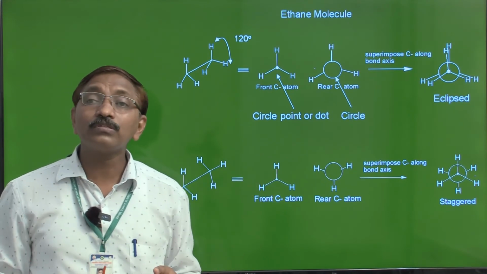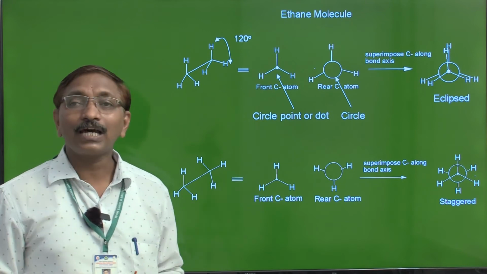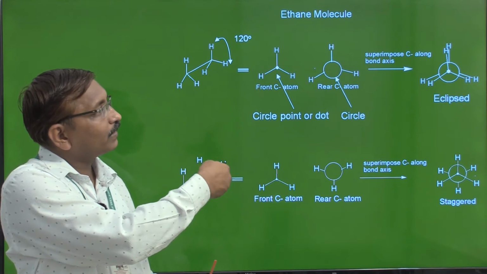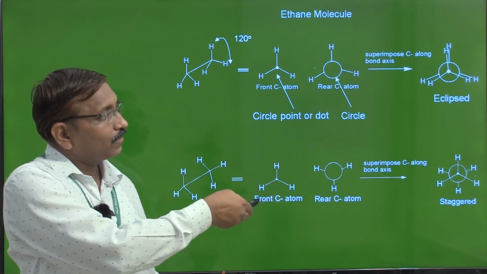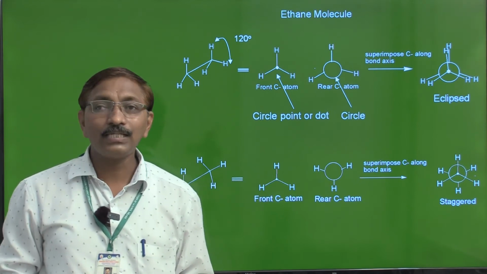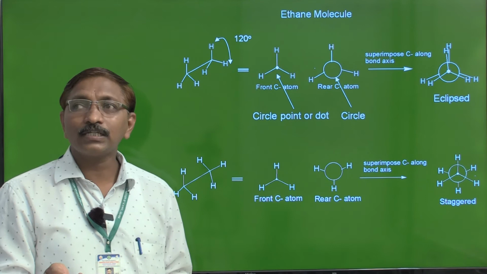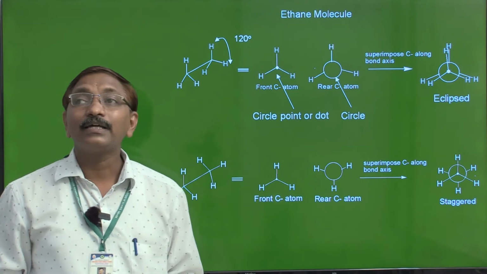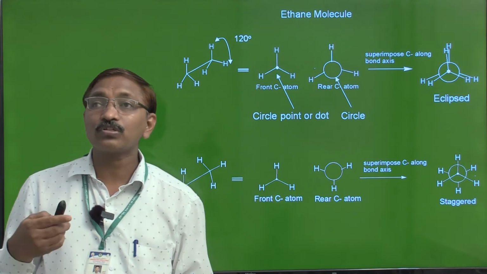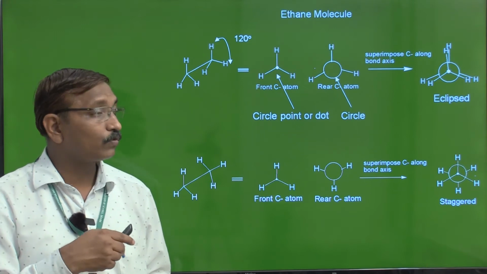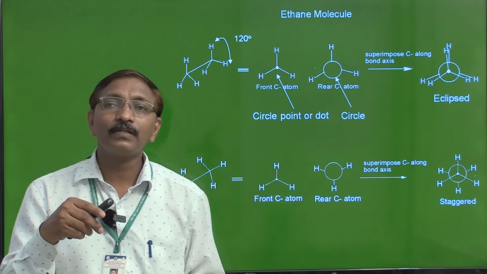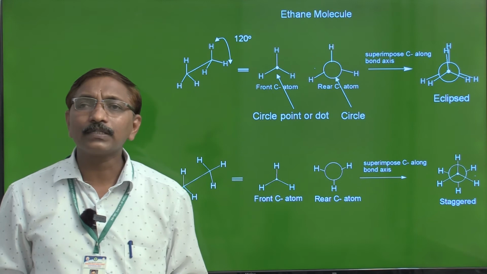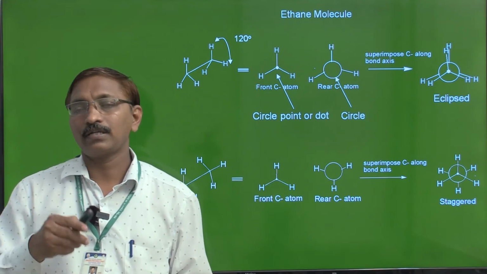And when we superimpose the front carbon atom on the rear carbon atom, the front carbon atom overlaps the rear carbon atom, and we observe the eclipsed conformation. So the front carbon atom is represented by a circle point or dot, while the circle represents the rear carbon atom. In this way, using the Newman projection formula, we can represent the molecule on paper or on the board simply by representing the front carbon by a circle dot, while the rear carbon atom is represented by a corresponding circle.